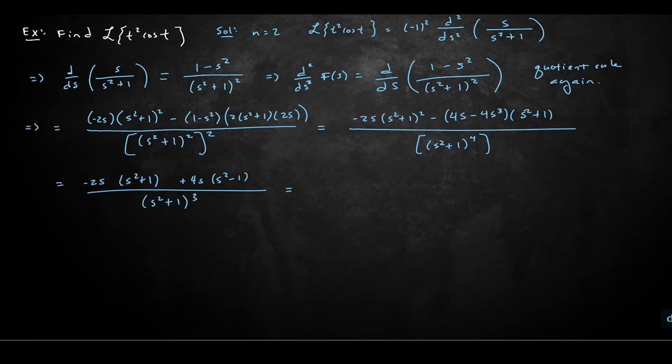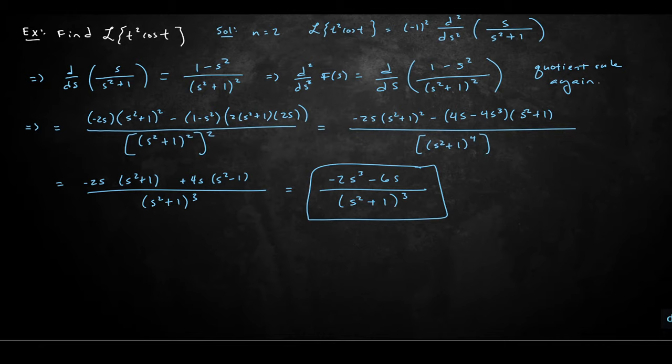And then this will simplify to negative 2s cubed minus 6s over s squared plus 1 cubed. And so that is Laplace of t squared cosine t. So I just had a little cancellation here and factor out that 4s, distribute the negative in there. So that's kind of how I got from there to there.